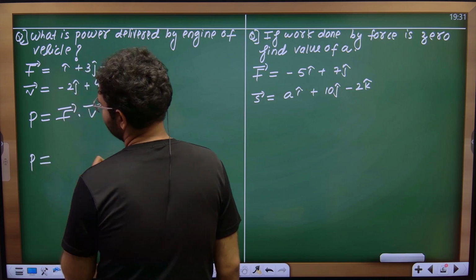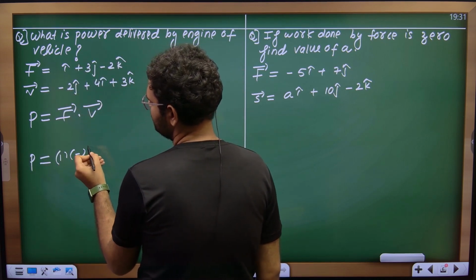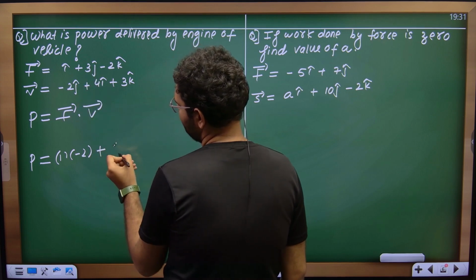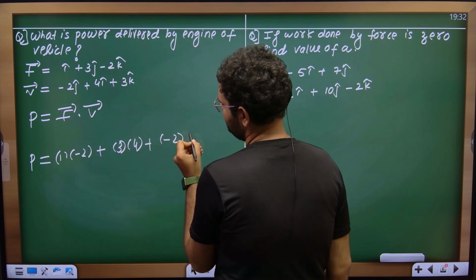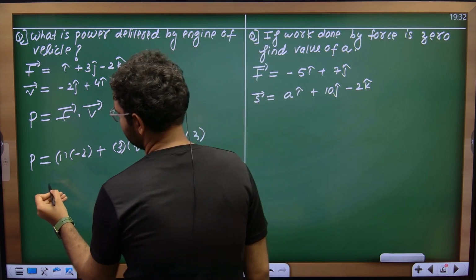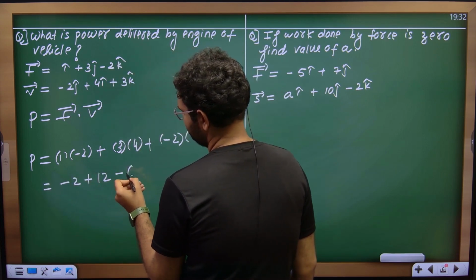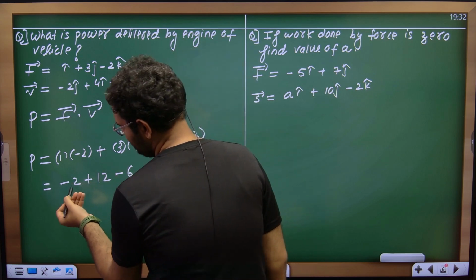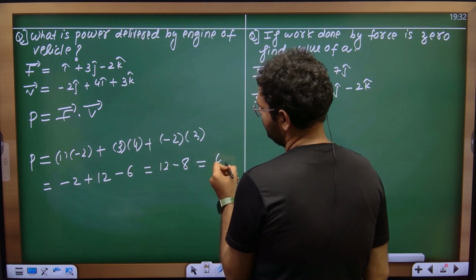P is equal to what? 1 into minus 2, plus 3 into 4, plus minus 2 into 3. How much is this? This is, sir, minus 2 plus 12 minus 6. This is how much? 12 minus 8, which is equal to 4.